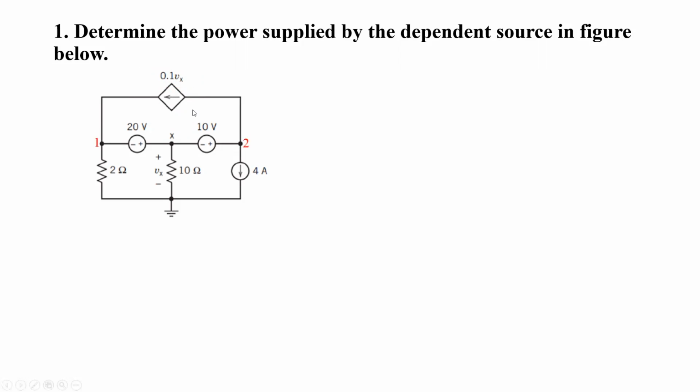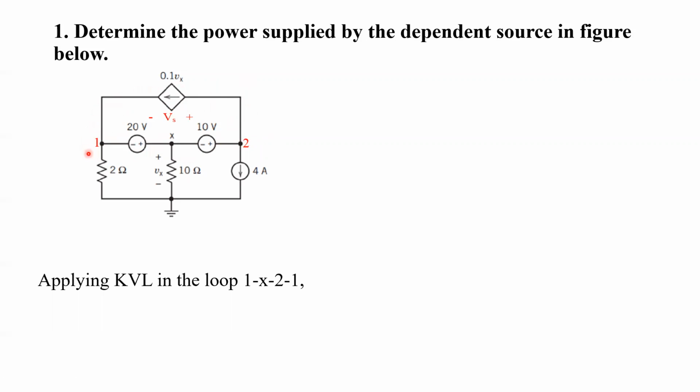So let's start by naming the nodes. We have named nodes 1 and 2, and then let's assume the voltage across this dependent source with polarity shown here, plus, minus, and Vs be the voltage across this voltage source. Now let's start by applying KVL in the loop. If we apply KVL in this loop, 1, x, 2, to 1, then we can compute Vs.